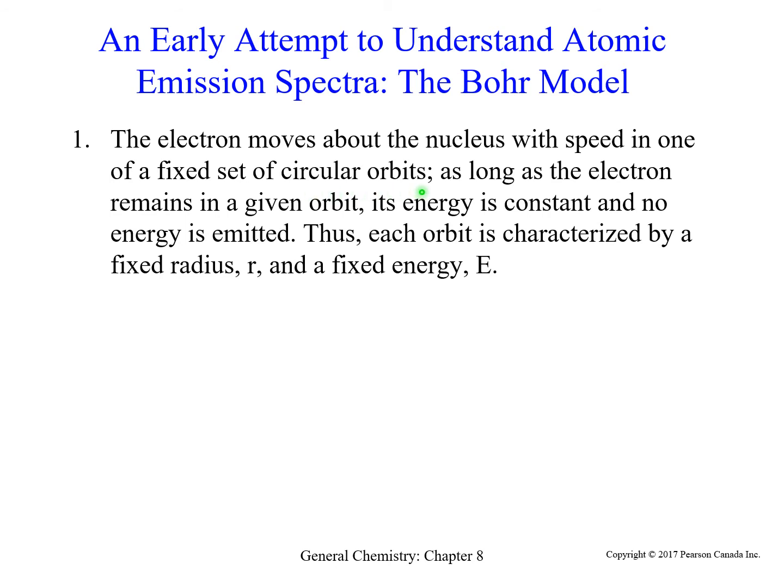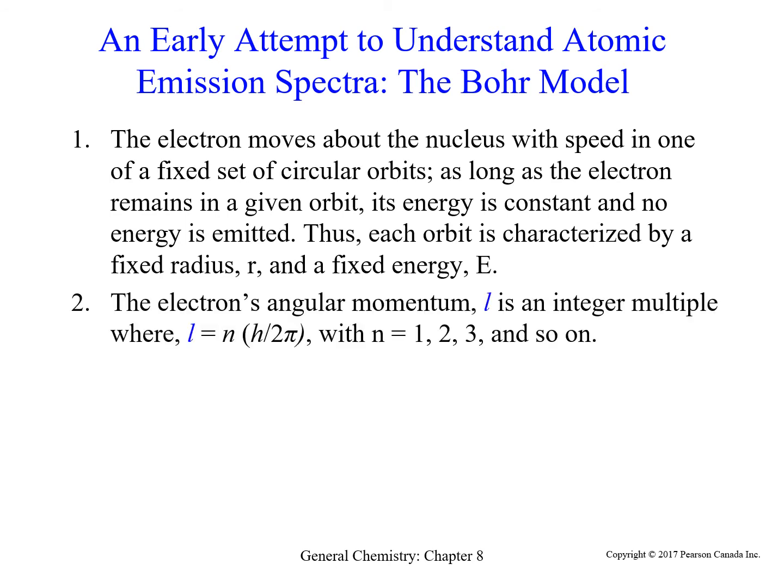So he was a little bit off on that one. As long as the electron remains in a given orbit, its energy is constant. So we know that to be true. No energy is emitted. Thus, each orbit is characterized by a fixed radius and by a fixed energy. The electron's angular momentum, L, is an integer multiple, n, of Planck's constant divided by 2 pi, with n being some whole number integer.